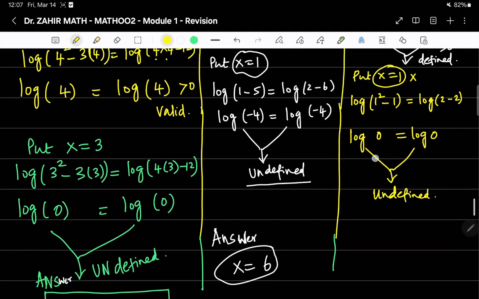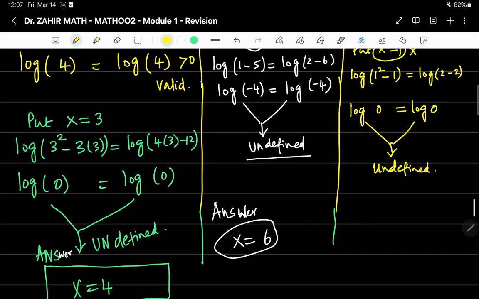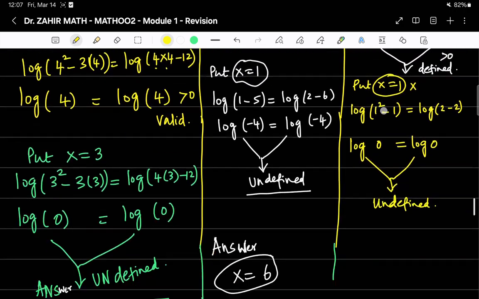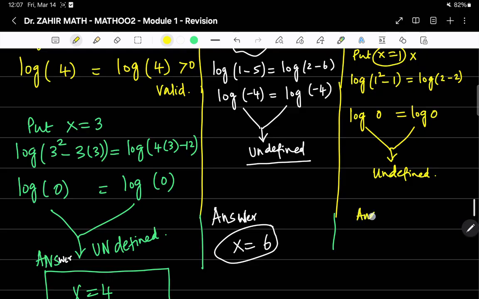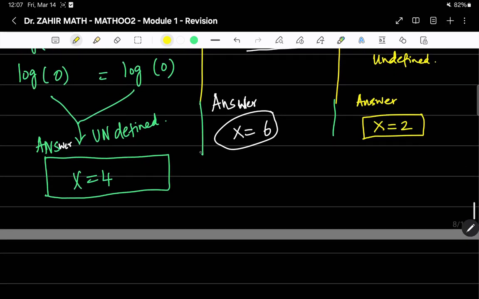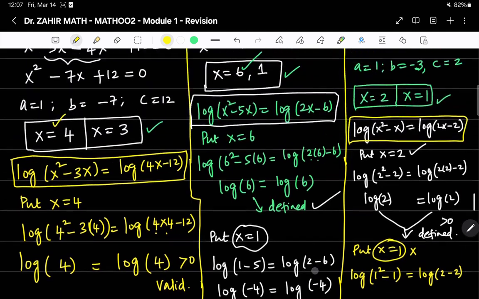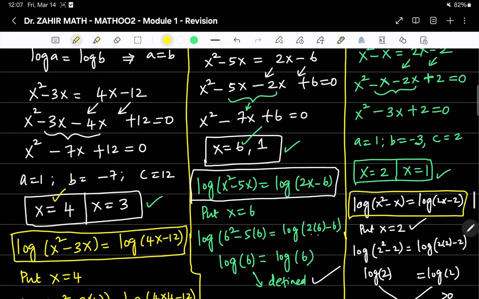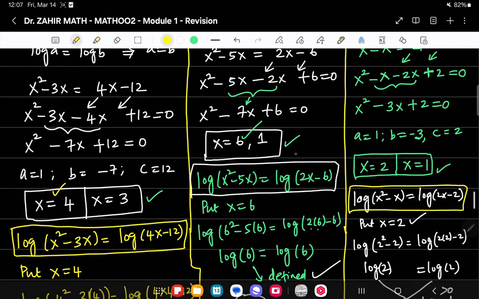So that means your final answer is going to become only x is equal to 2. So your final answer is going to become x equals 2 only. Keep in your mind, some extra work you need to do in these logarithmic equations. Okay. But at least try to do up to this correctly. Okay.